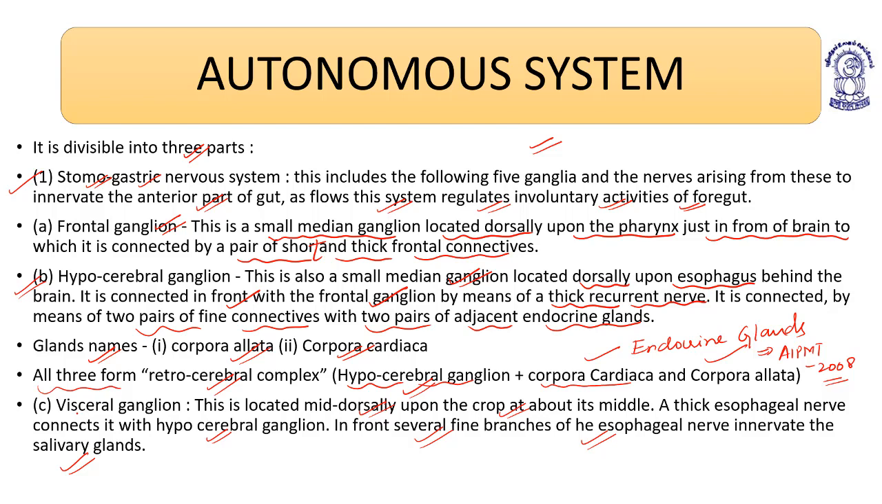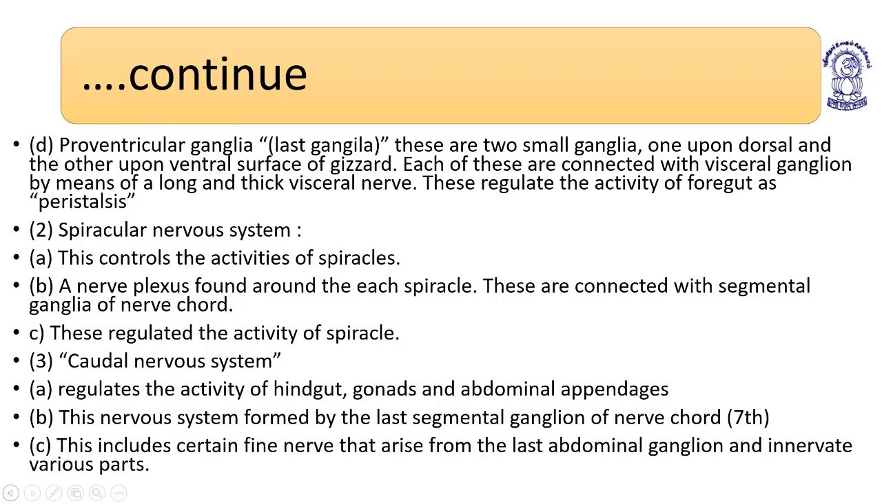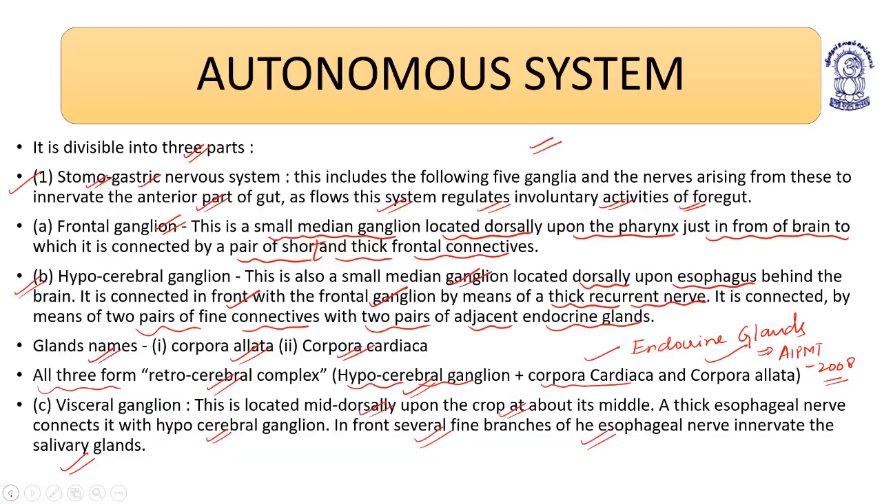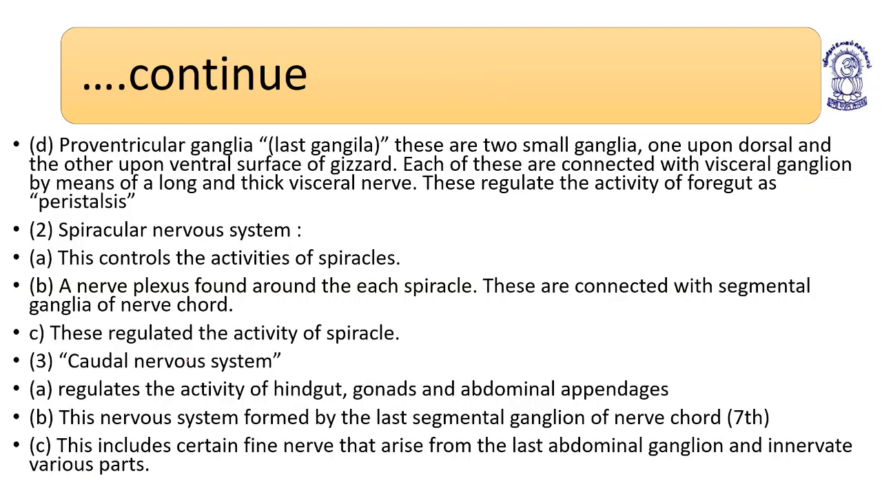So, the stomatogastric nervous system: the frontal ganglion, which is on the dorsal side just in front of the brain; the hypocerebral ganglion, which is also on the dorsal side but just behind the brain; and then the visceral ganglion. Now, my dear students, the retrocerebral complex is made up of the hypocerebral ganglion, corpora cardiaca and corpora allata. Then come the proventricular ganglia, or the last ganglia.